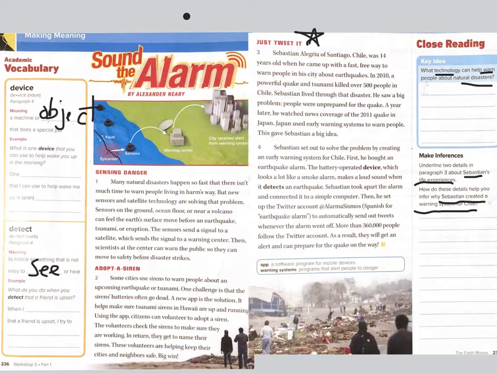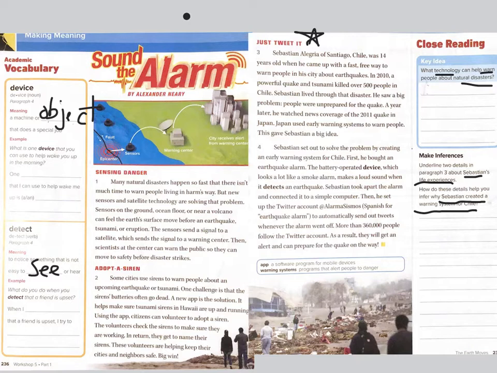Now let's begin reading. Sound the alarm. Many natural disasters happen so fast that there isn't much time to warn people living in harm's way, but new sensors and satellite technology are solving that problem. Sensors on the ground, ocean floor, or near volcanoes can feel the Earth's surface move before an earthquake, tsunami, or eruption. The sensors send a signal to the satellite, which sends the signal to a warning center. Then scientists at the center can warn the public so they move to safety before disaster strikes.